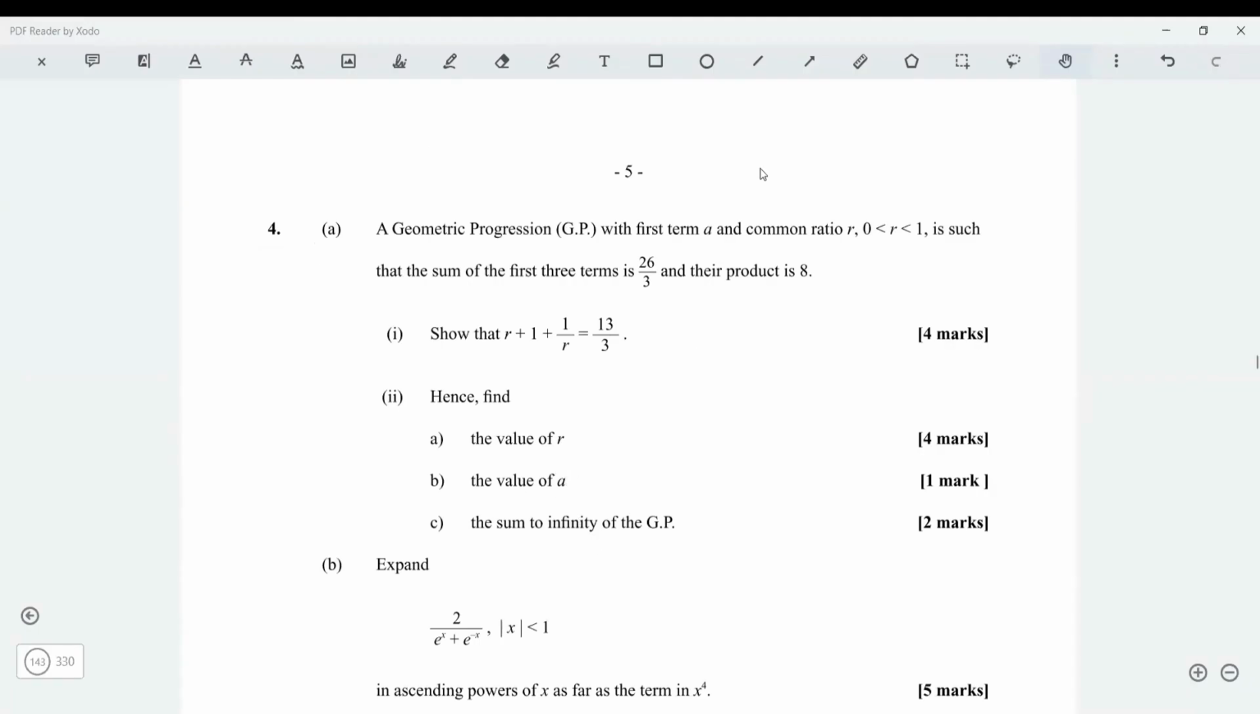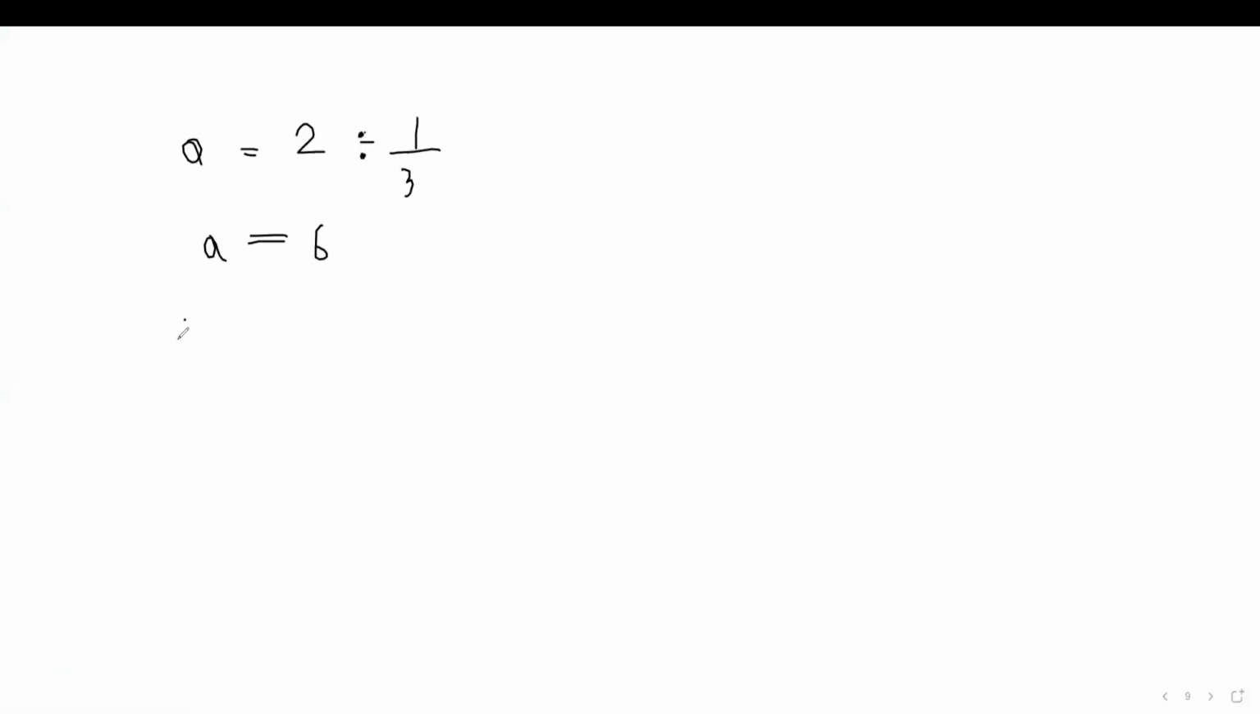Now they want the sum to infinity. It ended up being easier than we thought. Sum to infinity is A over 1 minus r, which is 6 over 1 minus 1 over 3. That's the formula for sum to infinity, A over 1 minus r. So this is now just 6 over 1 minus 1 over 3, which is 2 over 3.